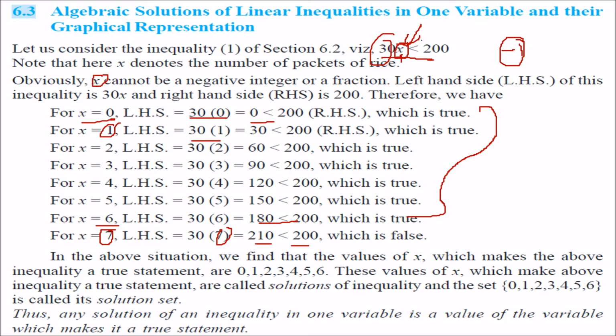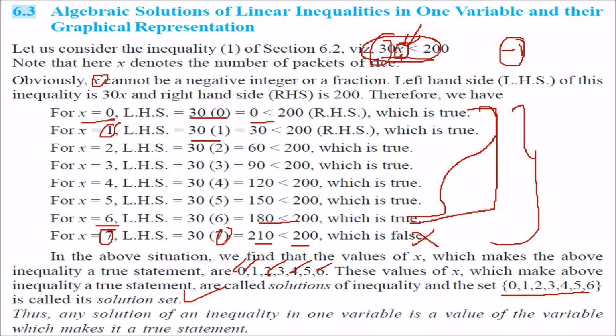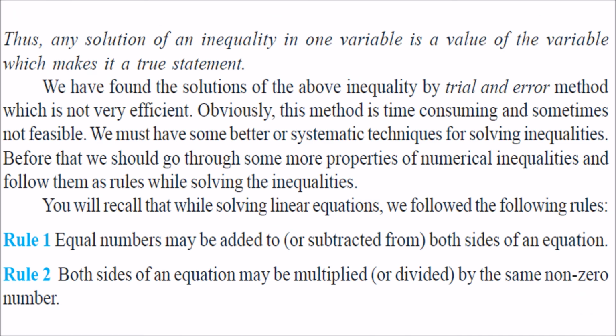So the solution set of this particular problem of Ravi taking rice with 200 rupees is this one. This will not come in the solution set. So 0, 1, 2, 3, 4, 5, 6 we'll write like this in braces. This is called the solution set. Any solution of an inequality in one variable is a value of the variable which makes it a true statement. Only these make it true. This makes no sense.